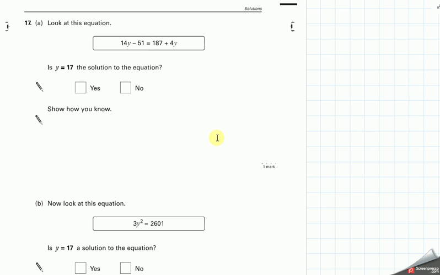16, 17, 18. Testing equations, seeing whether or not this value works within that equation. To check that, you can try putting the value 17 in and see if the sum works. You do not have to solve this equation. So on the left hand side I want to know, does 14 times 17, replacing the y, minus 51, is that the same as 187 plus 4 times 17?